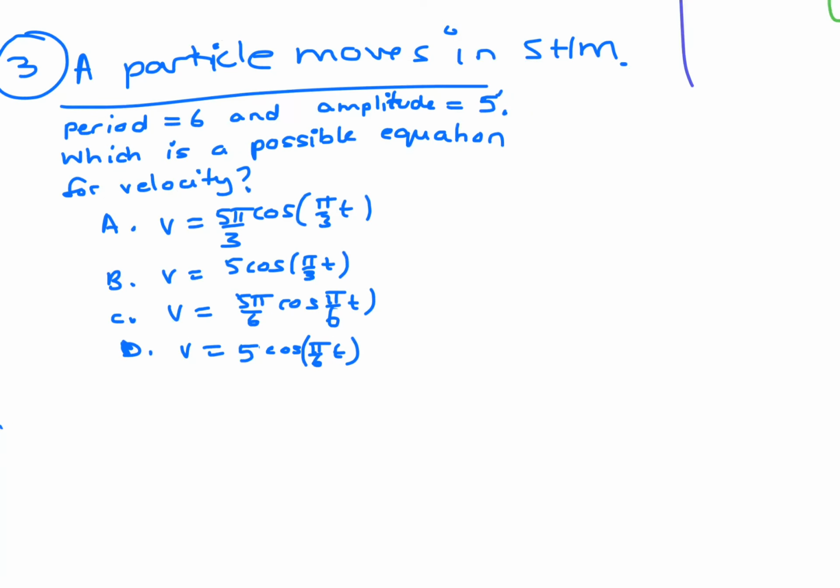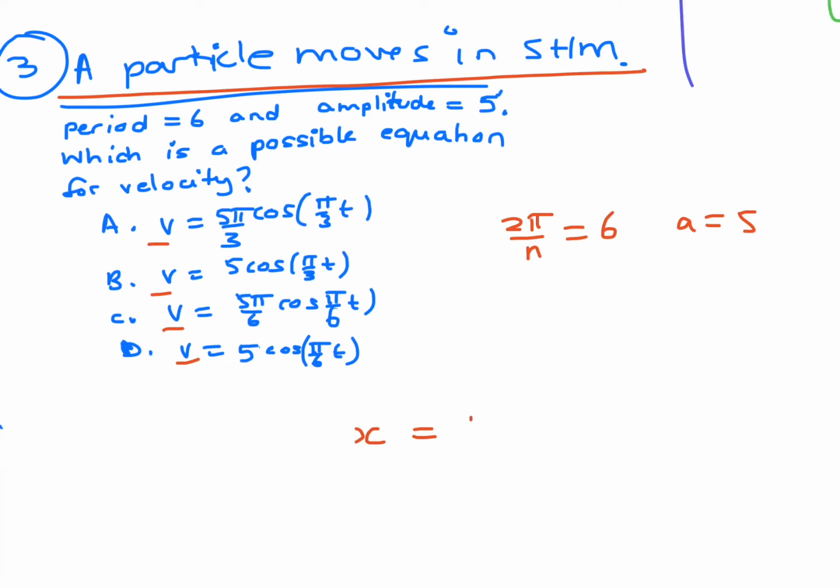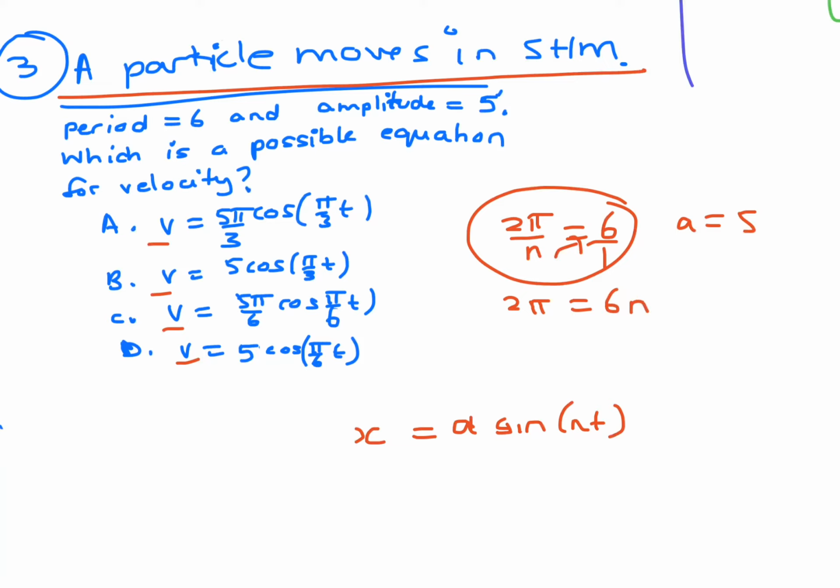Okay, so a particle moves in simple harmonic motion, has a period of 6, so that means 2 pi on n equals 6, and an amplitude of 5. Which is a possible velocity graph? So firstly, with the velocity graph, that means you differentiated something to get that. You've differentiated like A, what? It would have to be sine nt. Now if we're looking at this, 2 pi equals 6n, divide by 6, and n would be pi over 3, because they cancel.